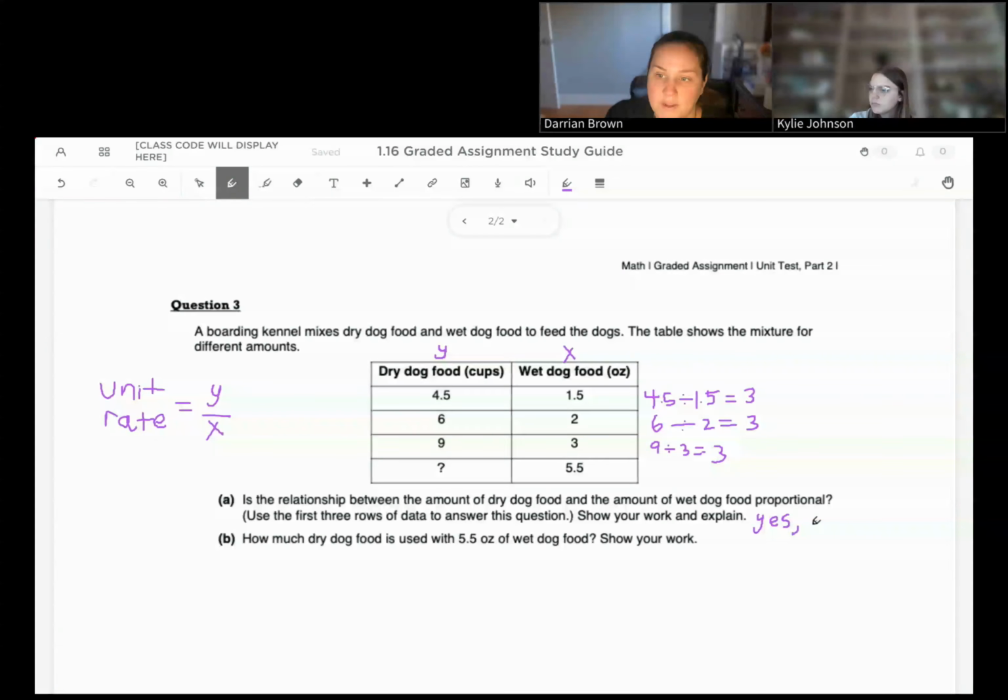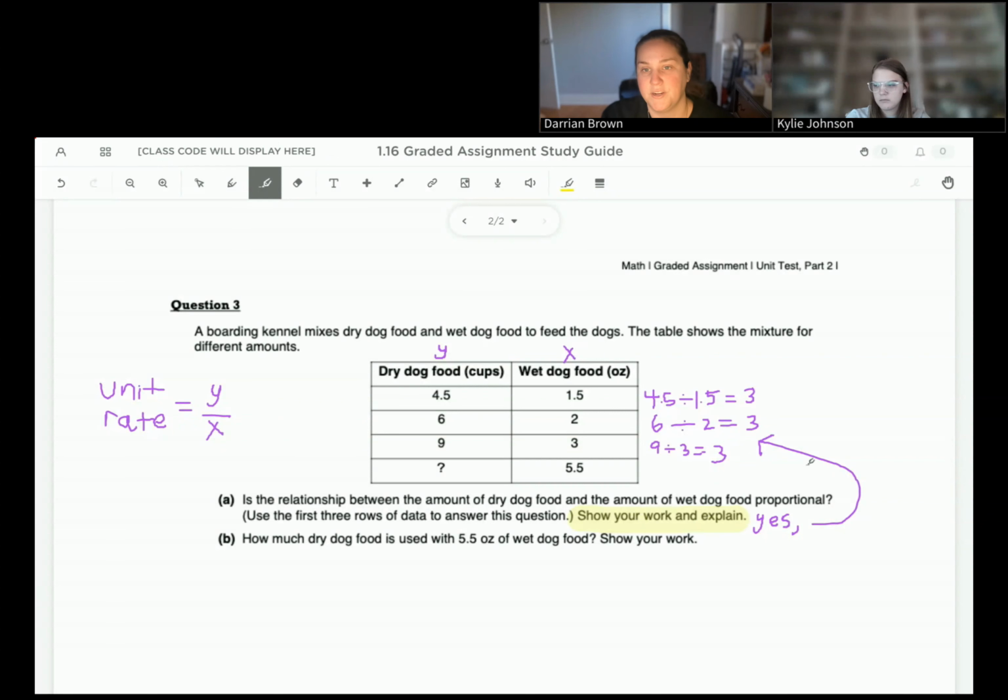And then I'm going to put a comma and just draw an arrow up here to my work, because part of this is to show and explain your work right here. And we did that up there at the top. So make sure that you write that out, and then you can just draw an arrow up to the top where you solved it. All right, any questions on that part yet?